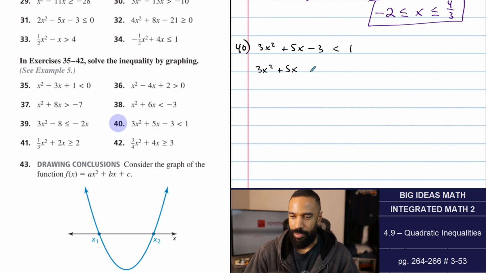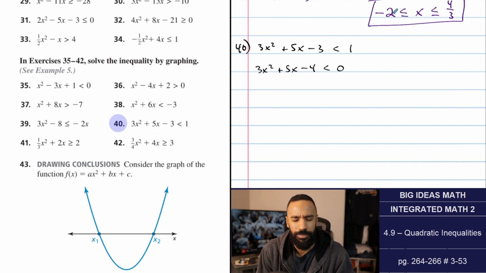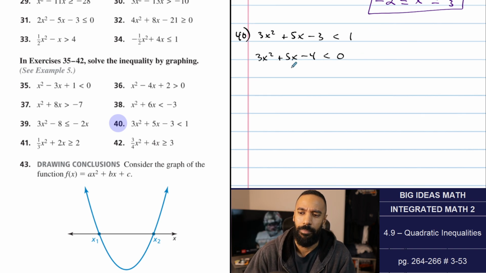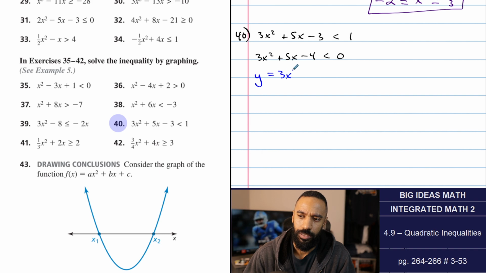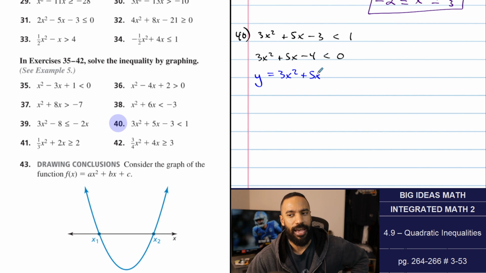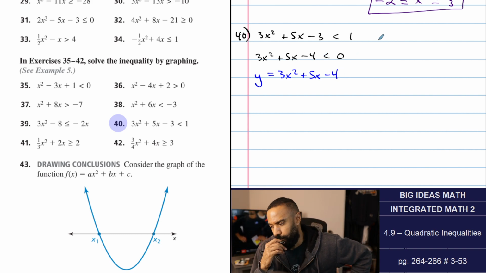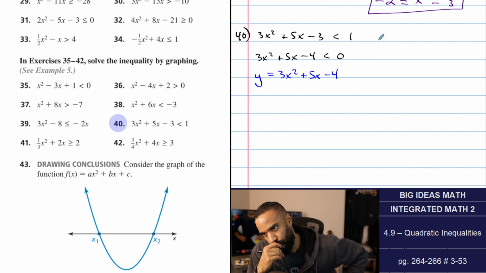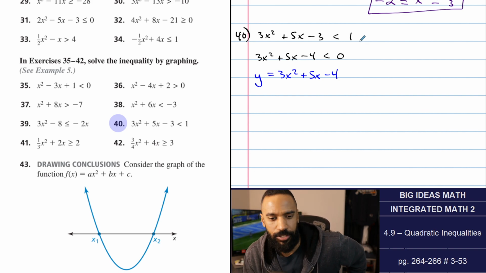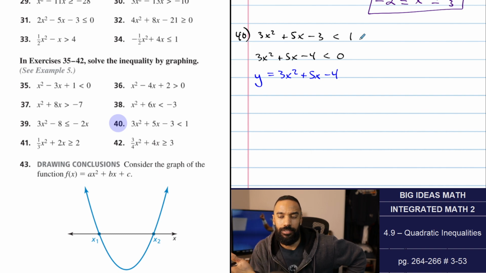3x squared plus 5x minus 4 is less than 0. Oh, that doesn't look factorable. I'm not sure. Hold on. I was hoping it would be a minus 2. I think minus 2 would have been factorable. Minus 4? I think minus 2 would have been factorable. I was hoping for that. Okay. Not factorable. Not pretty.